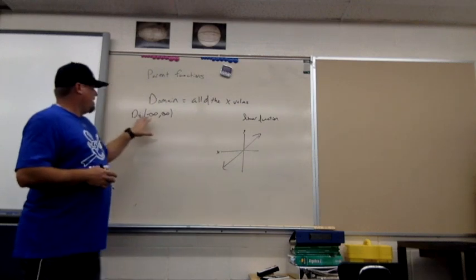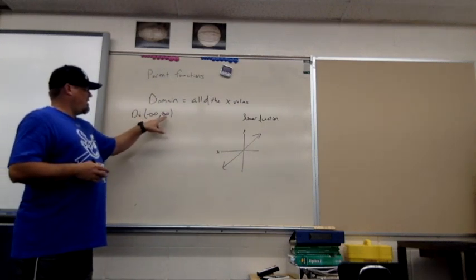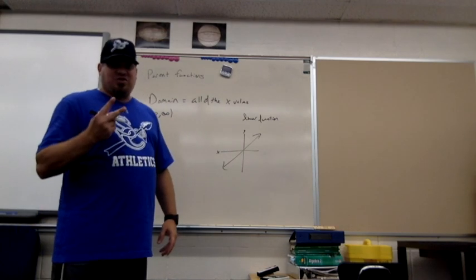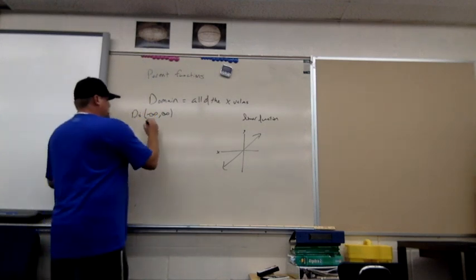So you can write that. D colon, parentheses, negative infinity, comma, infinity, close parentheses for your domain for the linear function, which is your second sheet on the worksheet. Okay? Now, range.